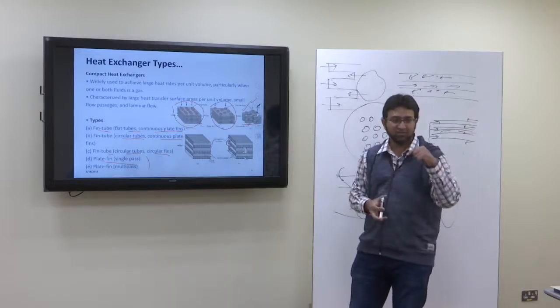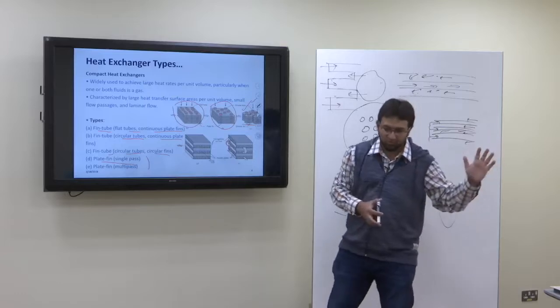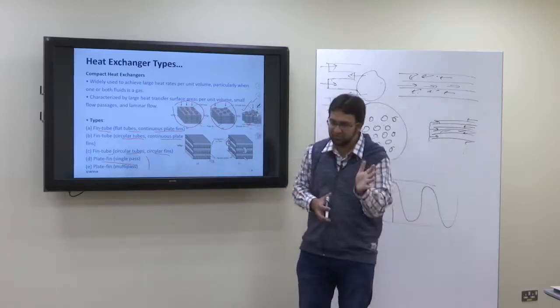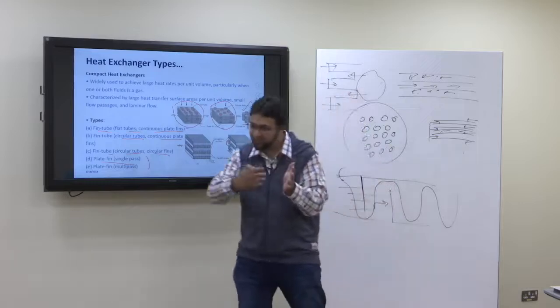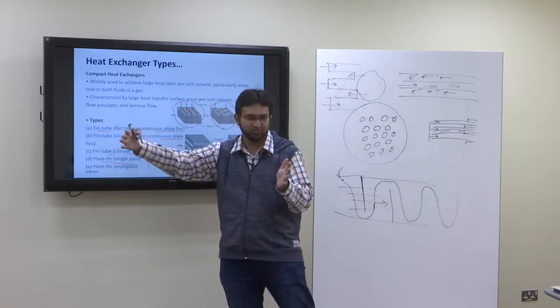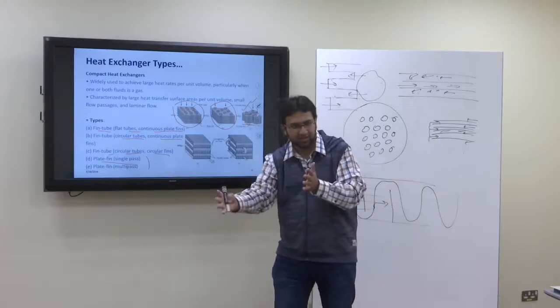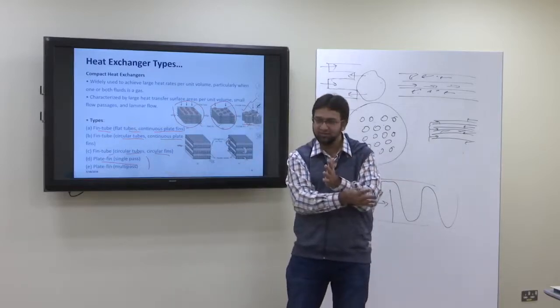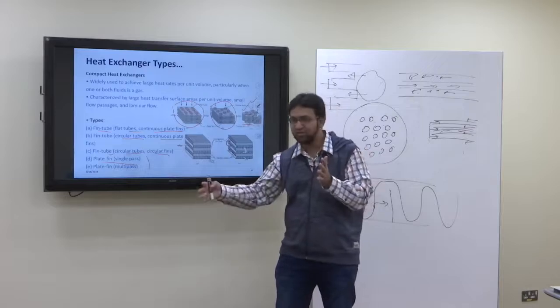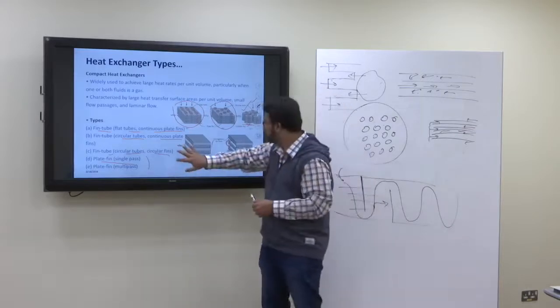If it is a single pass, the fluid will enter the heat exchanger body one time and will leave the heat exchanger body after passing through it. If it is more than one pass, it will take a U-turn and then move through the body again, then take a U-turn, move through the body again, like that. So this is one pass.